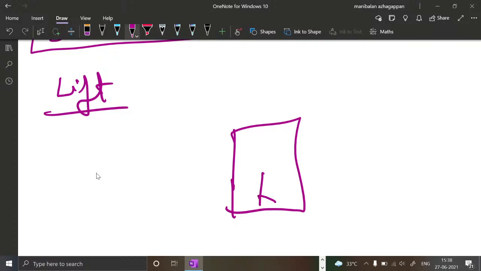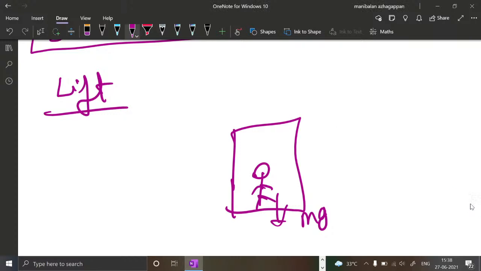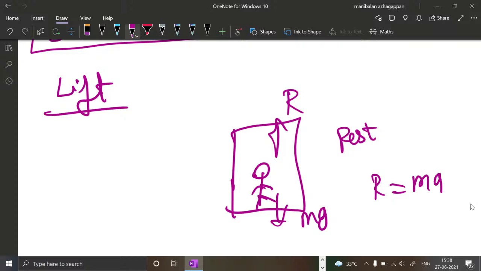Now we are going to do the lift problem. The person is standing in the lift. Weight mg is acting downward. Reaction force will be upwards. So in this case, when the lift is at rest, the reaction force R is equal to mg. First case.